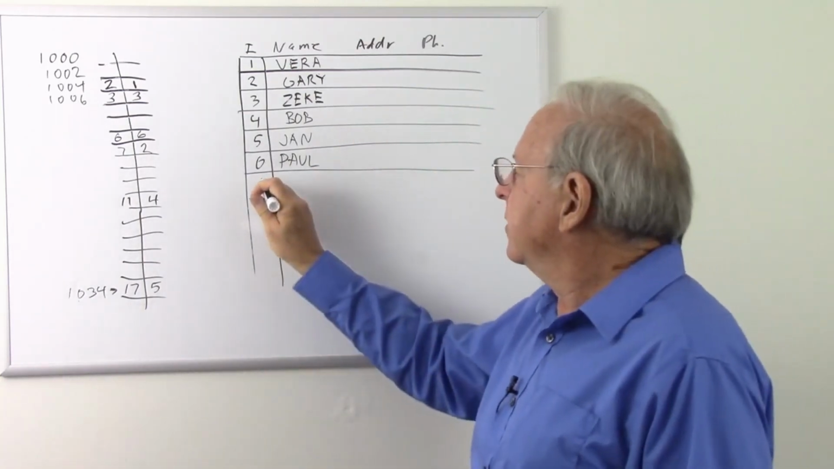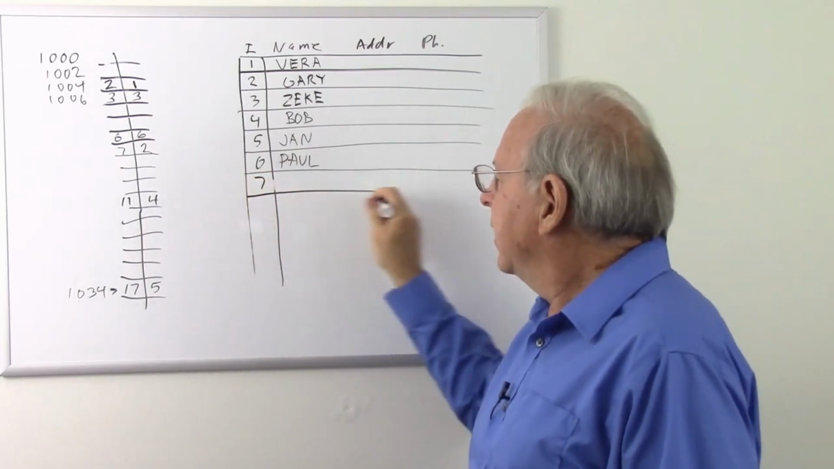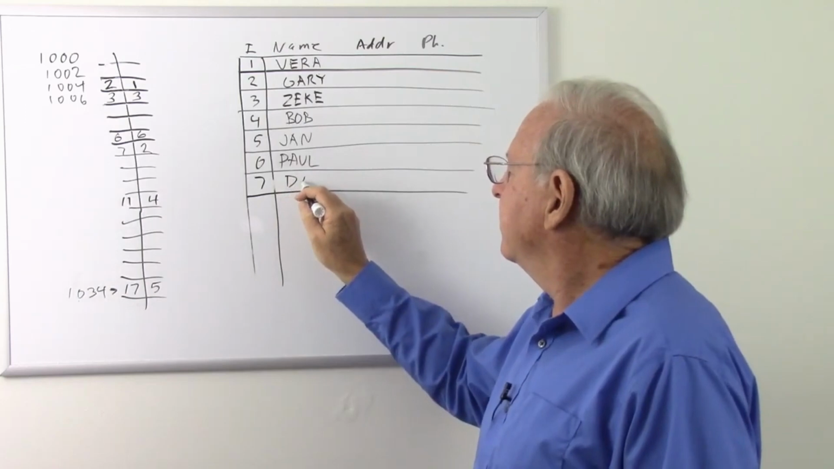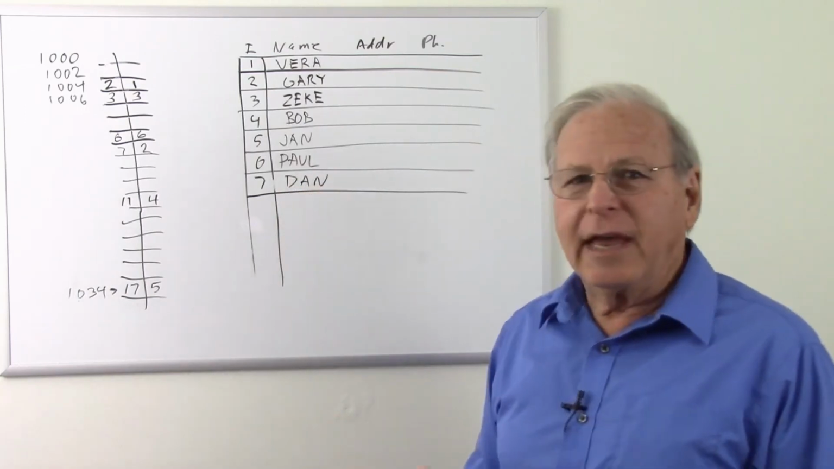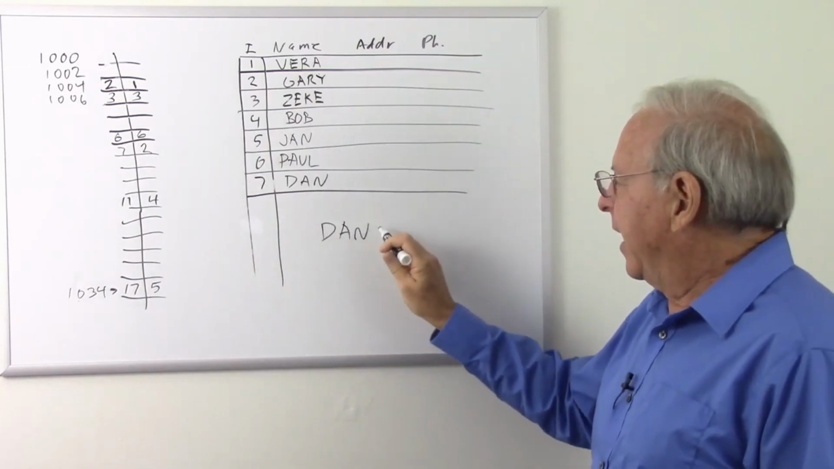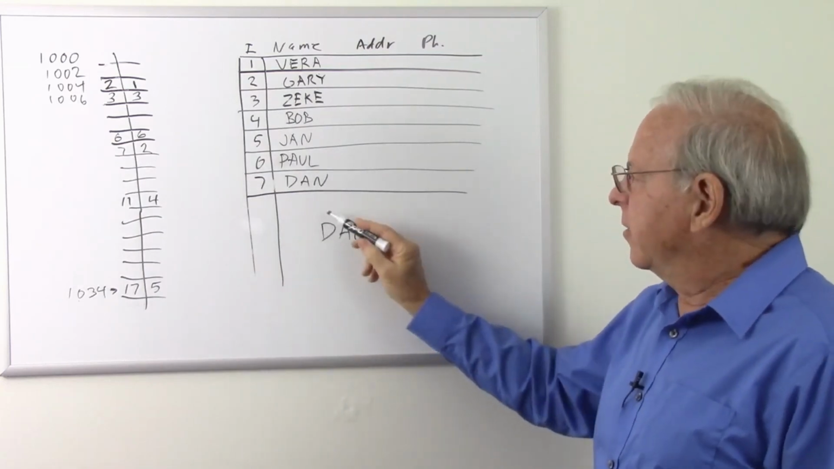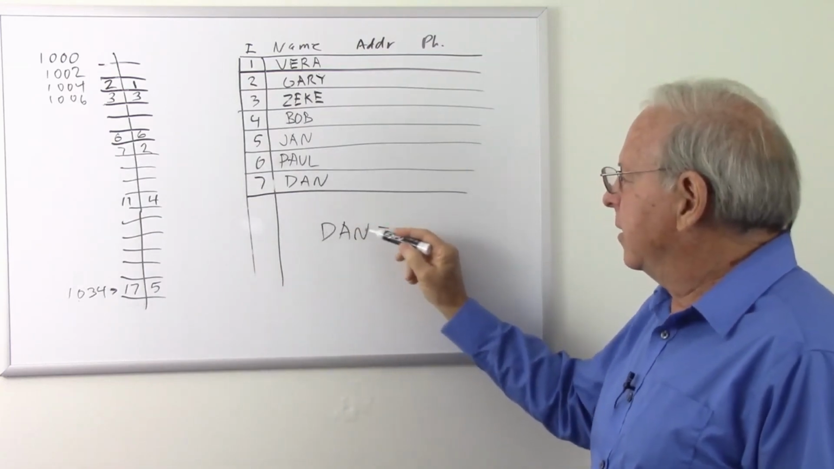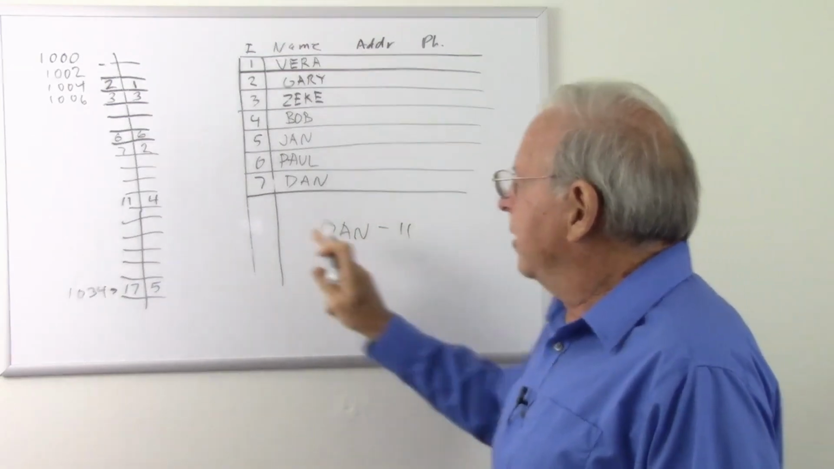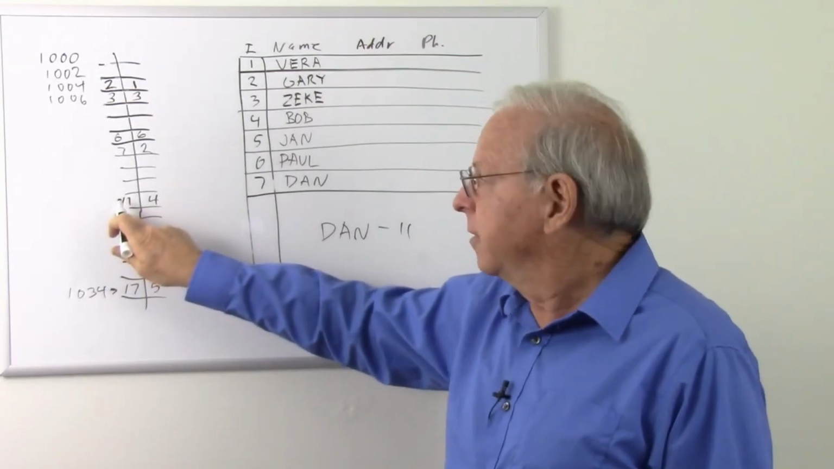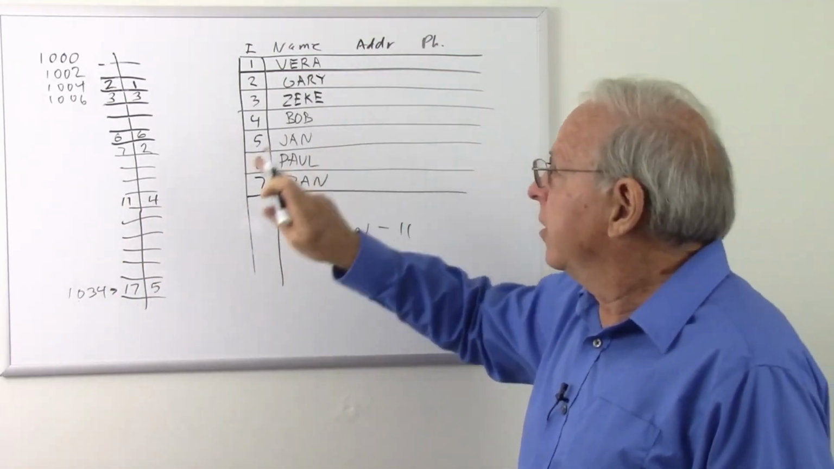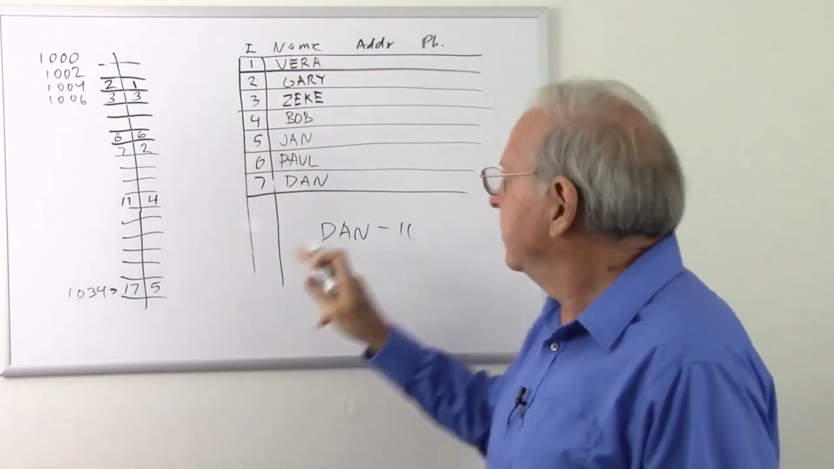Let's go to number 7 here. Number 7 is going to be Dan. Okay, let's hash Dan. Let's hash him over here. Dan. We're going to hash him. Okay, this 65 throughout the 1, and we come out with 11. Okay, Dan's going to be number... Uh-oh. Dan hashed out to the same number as Bob.